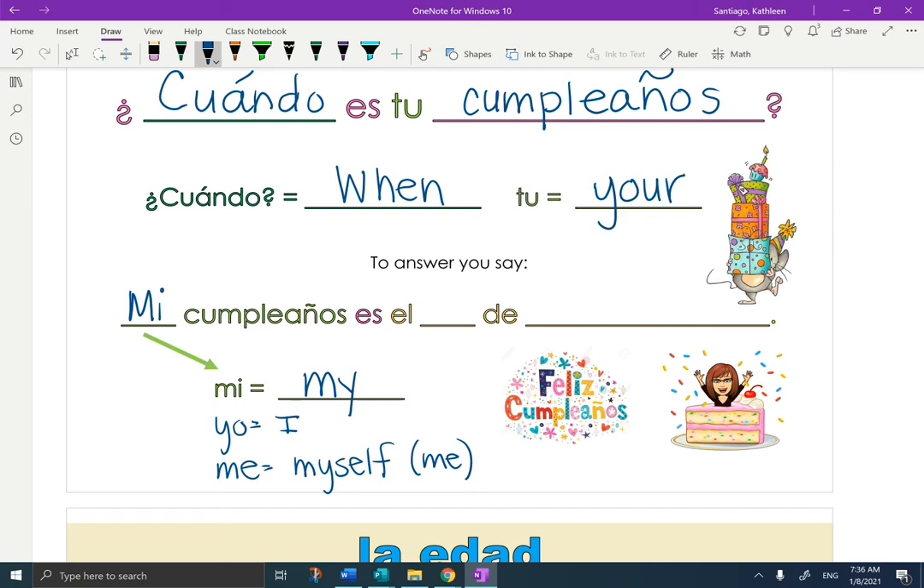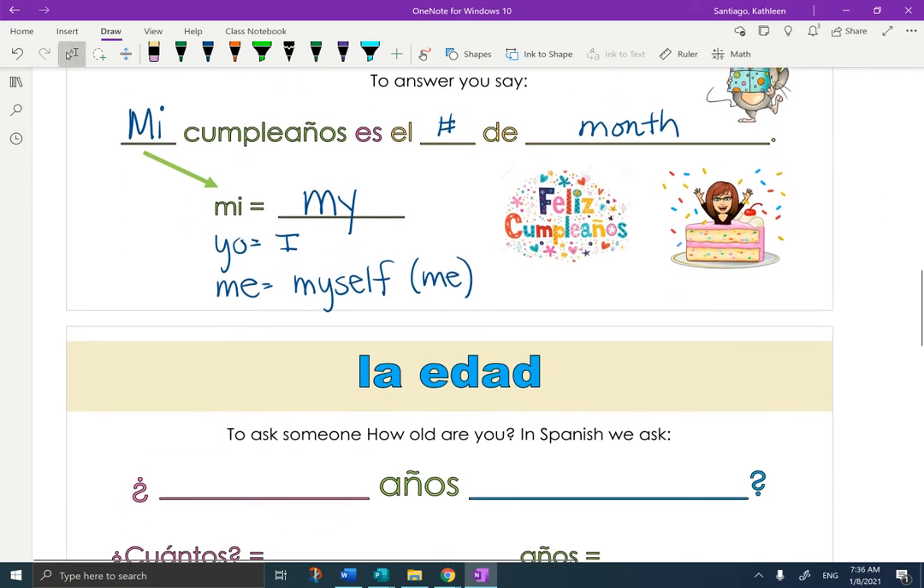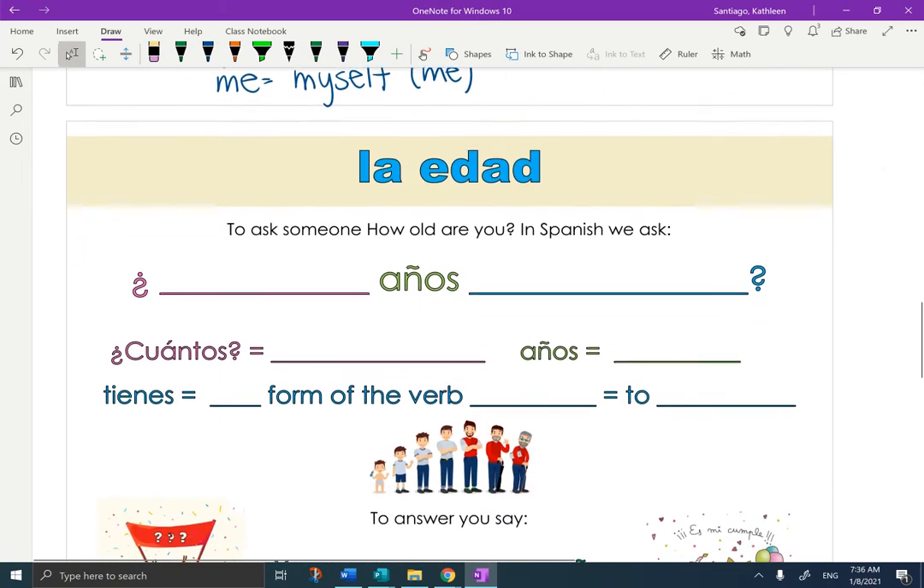Mi cumpleaños es el and then the number, day, and then the month. Mi cumpleaños es el 29 de marzo. Okay, so you just add in the number and then the month. Okay, muy bien. Let's look at la edad.